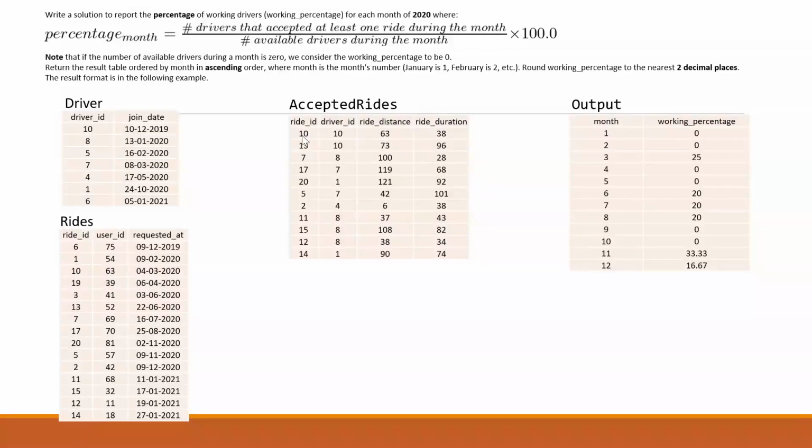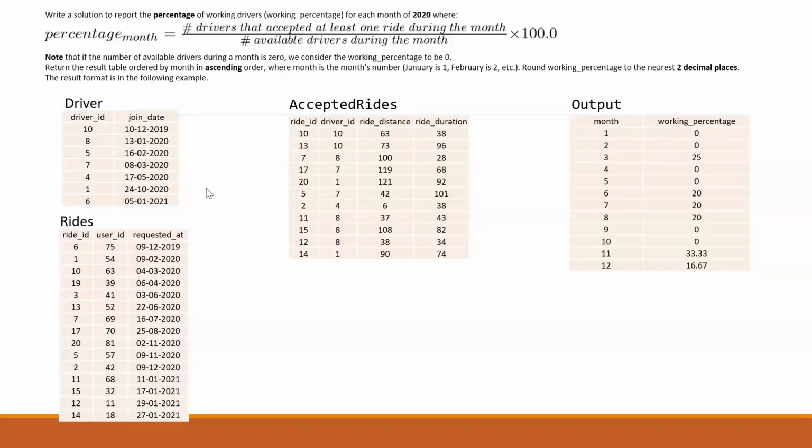Logically, whatever ride is given in the rides table, it is not guaranteed that all those rides will be available in the accepted rides table as well, because obviously some of the rides might not get accepted at all, right? So the list of ride IDs in the rides table will be a superset, and the ride IDs in the accepted rides table will only be a subset of it. Some of the rides present over here are not present over there, but all the rides present in the accepted rides table will surely be present in the rides table, right? That is quite logical.